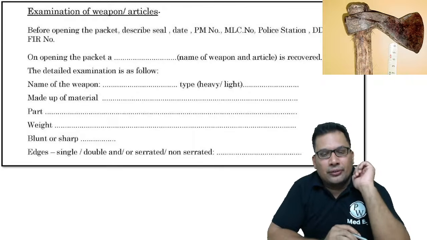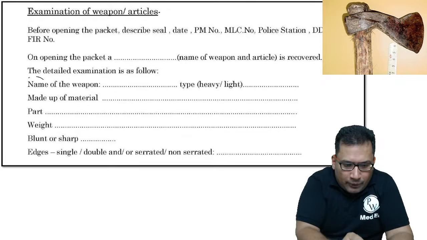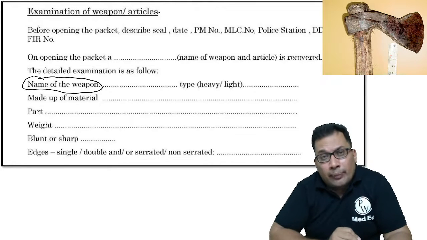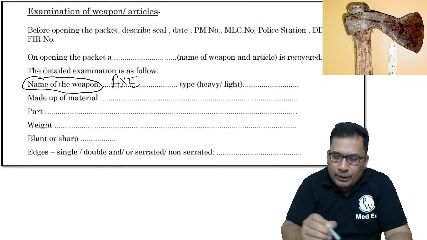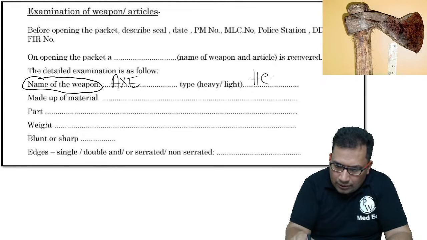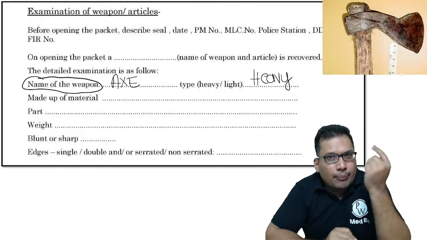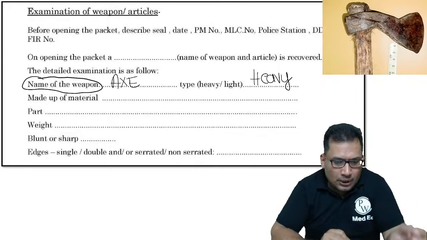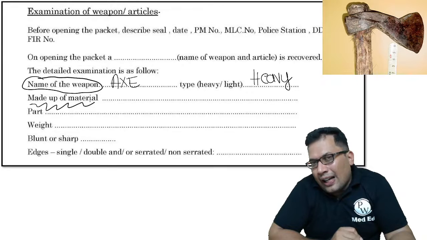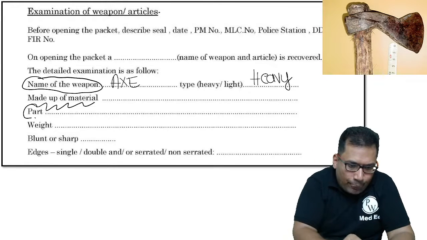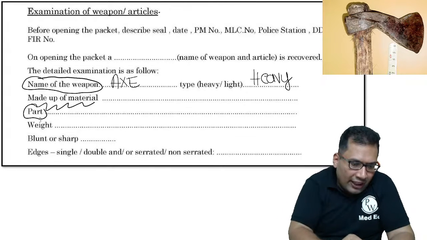Next, proper examination. For example, axe: you need to write the name of the weapon. What is the name of the weapon given? Axe. Type of weapon: heavy weapon. It is a heavy weapon. Hammer is also a heavy weapon. Knife is a light weapon. Blade is a light weapon. Made up of which material, metallic or non-metallic. What are the parts? If any parts, you can mention. Weight of that weapon.